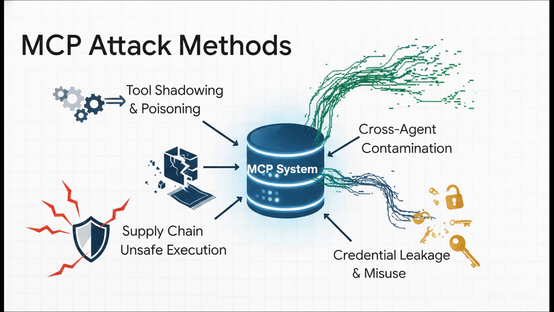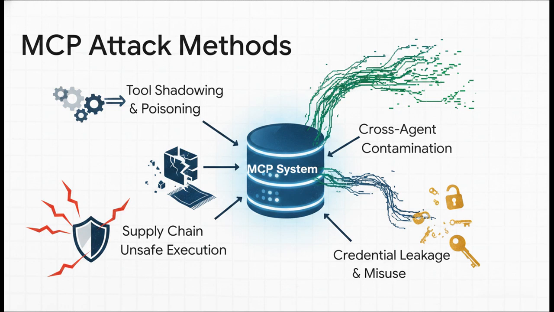So how are attackers actually exploiting these surfaces? They're using some incredibly clever methods. A prime example is tool shadowing. This is where an attacker registers a malicious tool with the exact same name as a legitimate one, totally hijacking the agent's behavior before you even realize what's happening. There's also cross-agent contamination, where a compromised agent poisons shared memory to infect whole multi-agent pipelines.